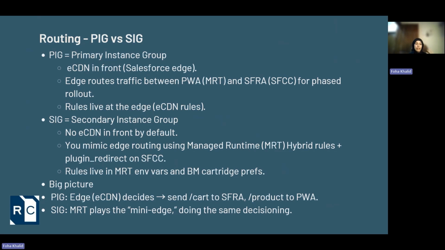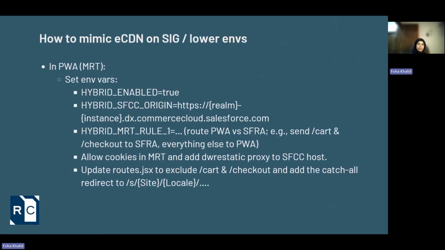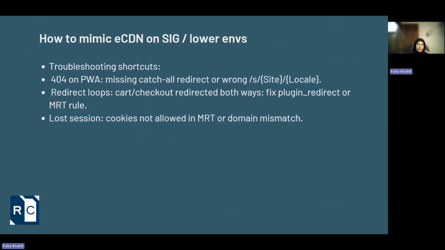So basically, the PIG is where the ECDN decides where to route all of your traffic, and your SIG is where MRT places your mini edge. You can mimic the ECDN behavior on your SIG or your lower instances, but you have some things that you need to set up. For example, you can set the environment variables on your PWA Kit side. You can do this on MRT directly using environment variables.